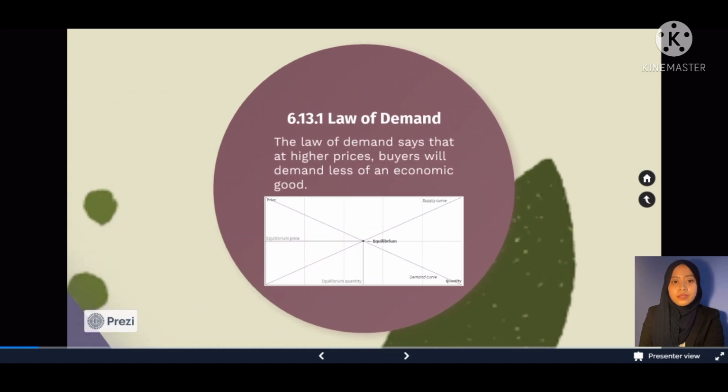The law of demand says that at higher prices, buyers will demand less of an economic good. The law of demand states that if all other factors remain equal, the higher the price of a good, the less people will demand that good. In other words, the higher the price, the lower the quantity demanded.